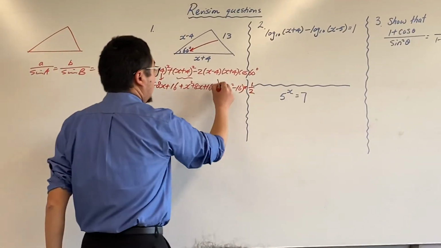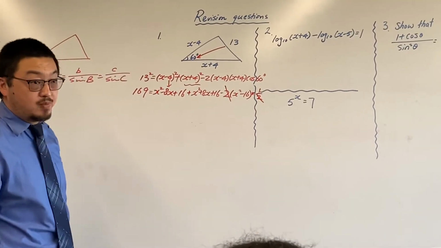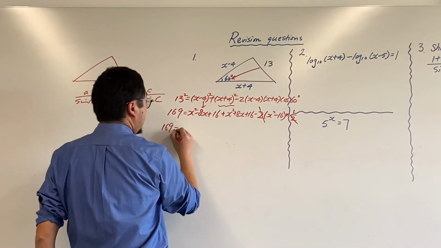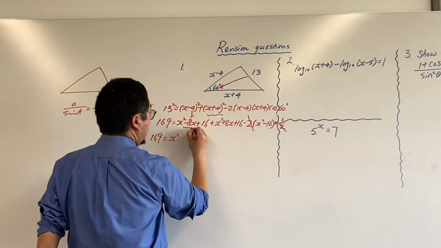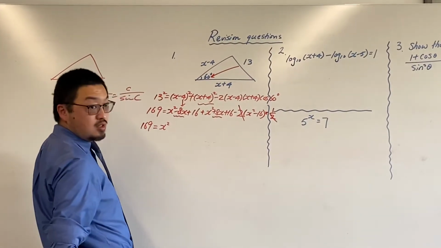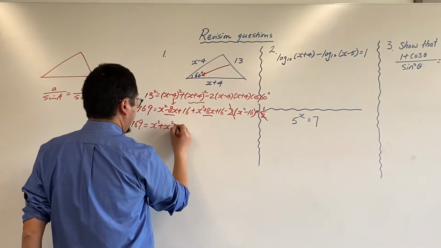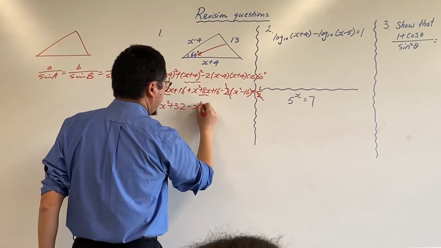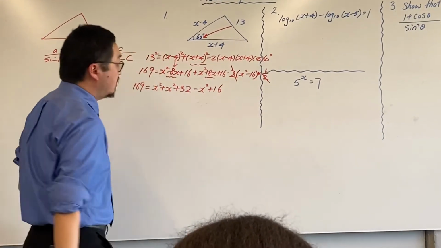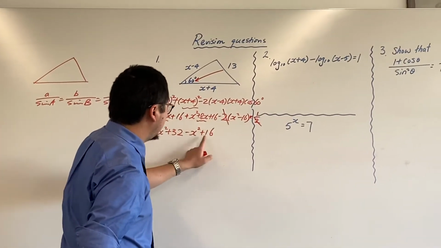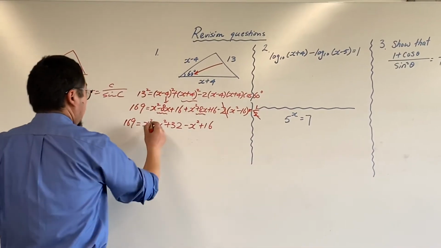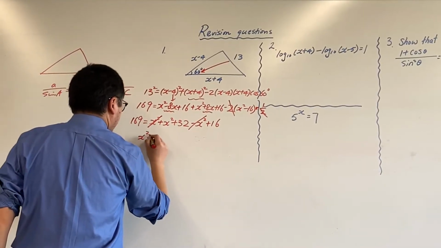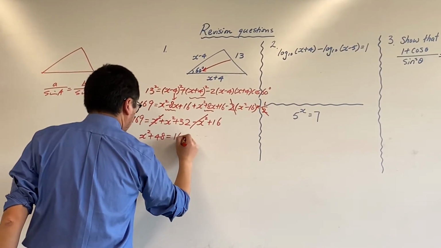Now, 2 and 2 cancel. 2 times a half is 1. So we cancel. So 169 equals x squared plus 8x plus 16 plus x squared minus 8x plus 16, minus (x squared minus 16). Follow? Yeah. So that cancels. So x squared plus 48 equals 169.